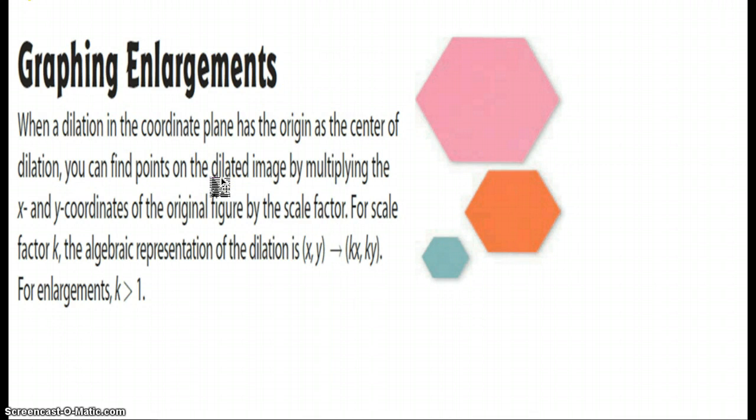Graphing enlargements. When a dilation in the coordinate plane has the origin as the center of dilation, you can find points on the dilated image by multiplying the x and y coordinates of the original figure by the scale factor. For scale factor k, the algebraic representation of the dilation is (x, y) goes to (kx, ky) for an enlargement where k is greater than 1. That means that the scale factor is greater than 1.